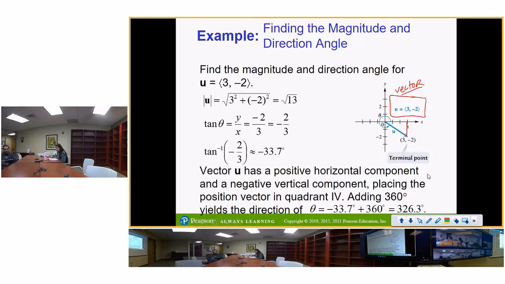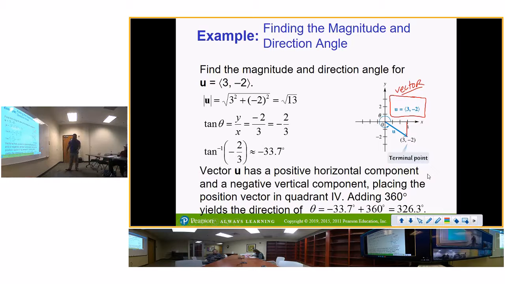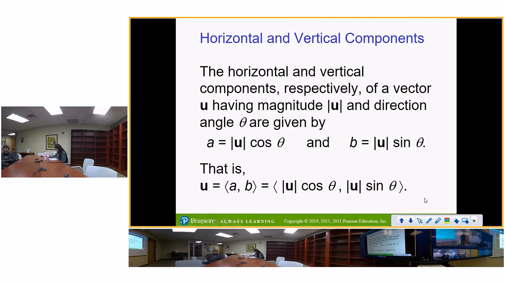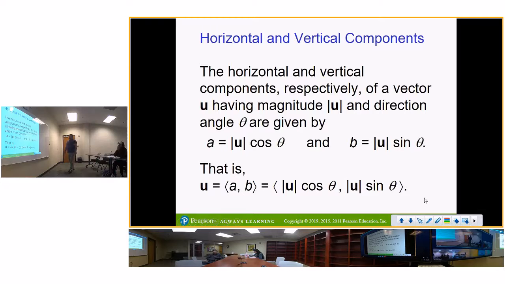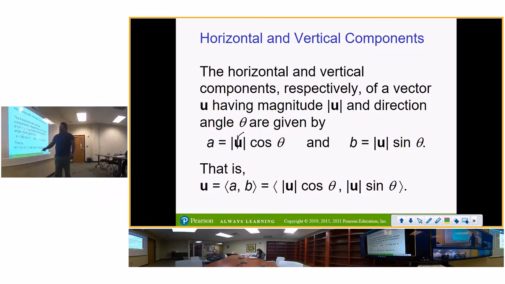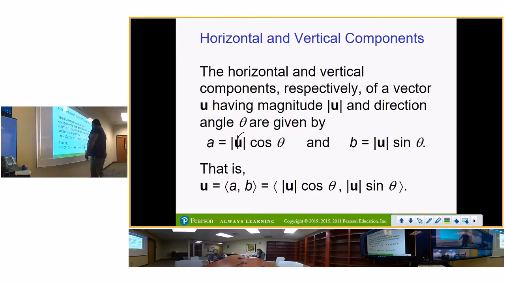That's what they're saying right there. So if you wanted the positive vector, it would be 326.3. The horizontal and vertical vector components, respectively. There you go. If you want to find your x, the x is r cosine theta. And I'm going to go ahead and say r right here because you're going to see it later as r. Okay? And the vertical, the y is going to be r sine theta.